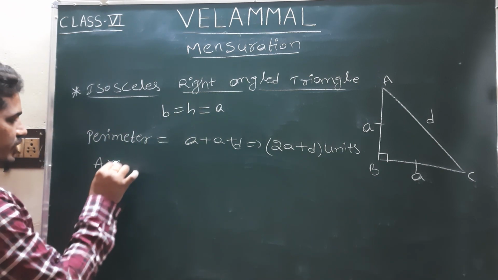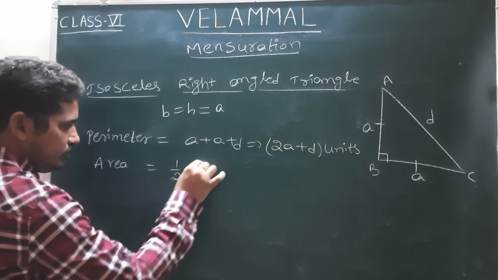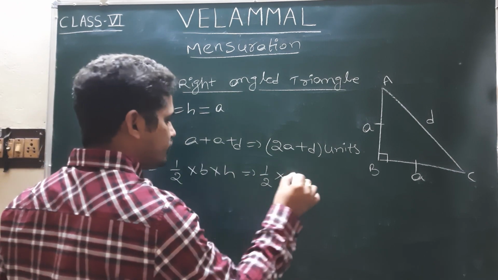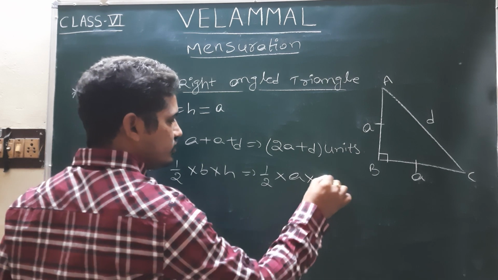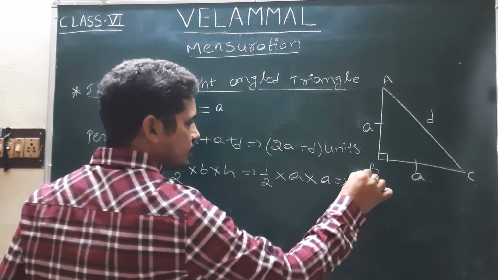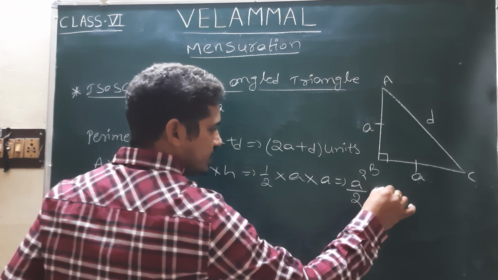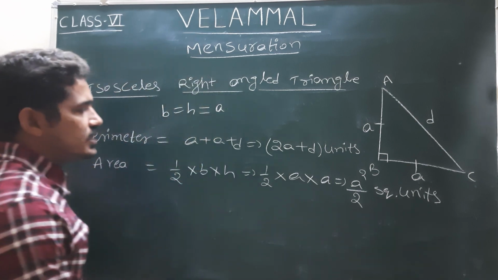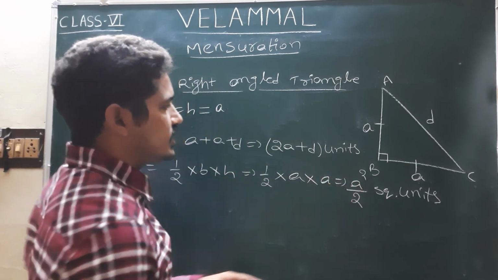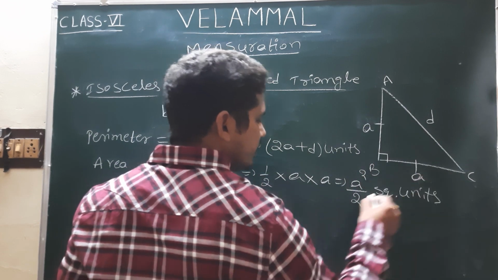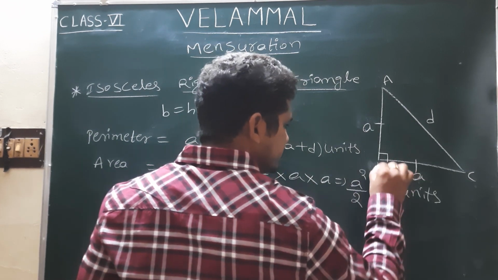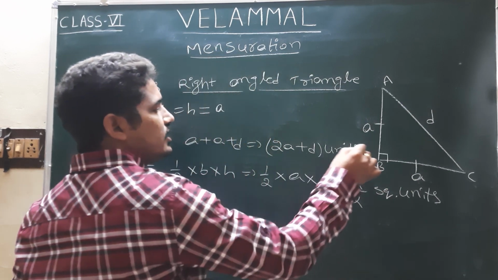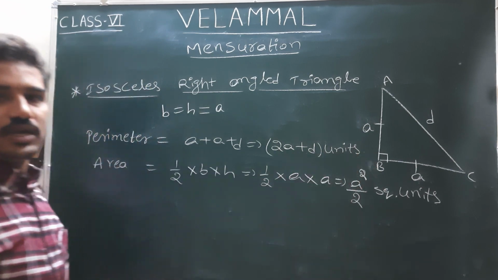Next, area. Finding half into base into height, the base value is A and the height value is also A. So by that, A into A, A square by 2. Here we can write this as square units. Area will always be in square units and perimeter will be in units. For example, here A centimeter is given, so A square by 2 square centimeters will come, and here the perimeter 2A plus D units only, centimeters only will come.